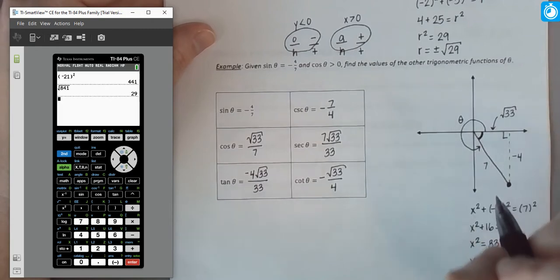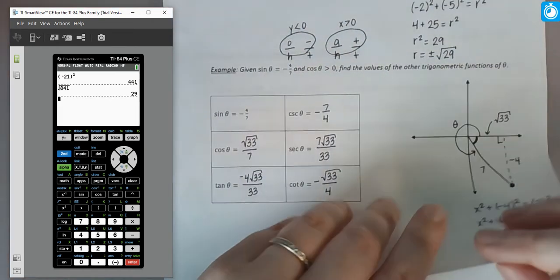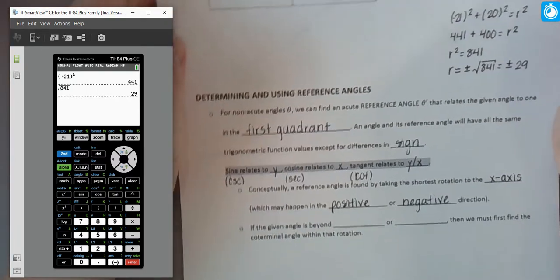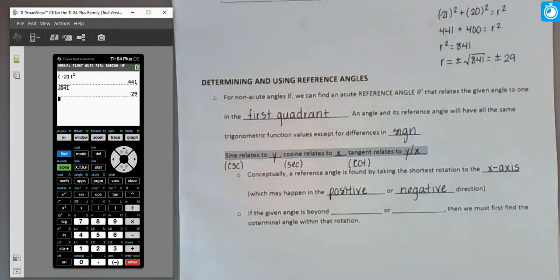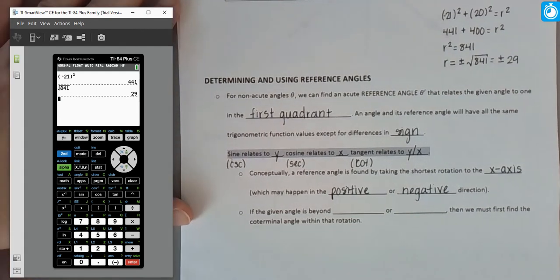So the reference angle is going to look the same in pretty much every case, but it can result from positive rotation, it can result from negative rotation. At the end of the day, we're always going to define it as an acute angle, something between 0 and 90 degrees. But how we actually find it, what it actually looks like on that coordinate plane based on our actual angle, that's going to differ depending on the quadrant we're in.